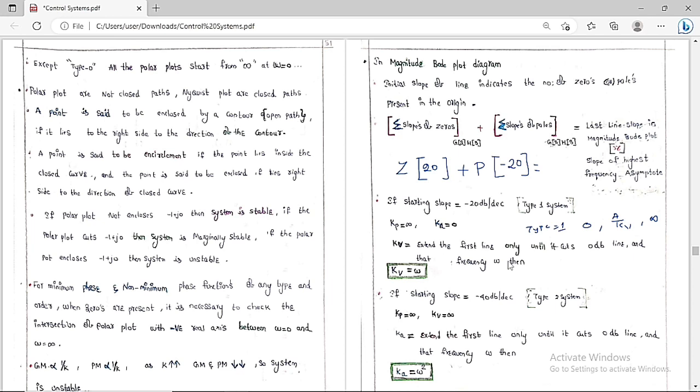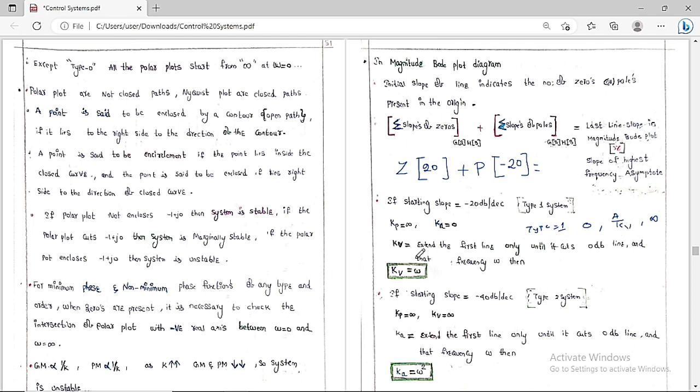Kp is equal to infinity. Suppose this is infinity, but we can say Ka is equal to 0. Then only you are going to get infinity. So this we can easily see here. So Kp is equal to infinity, Ka is equal to 0. But you are going to get this value 500. So what is the value of Kv?